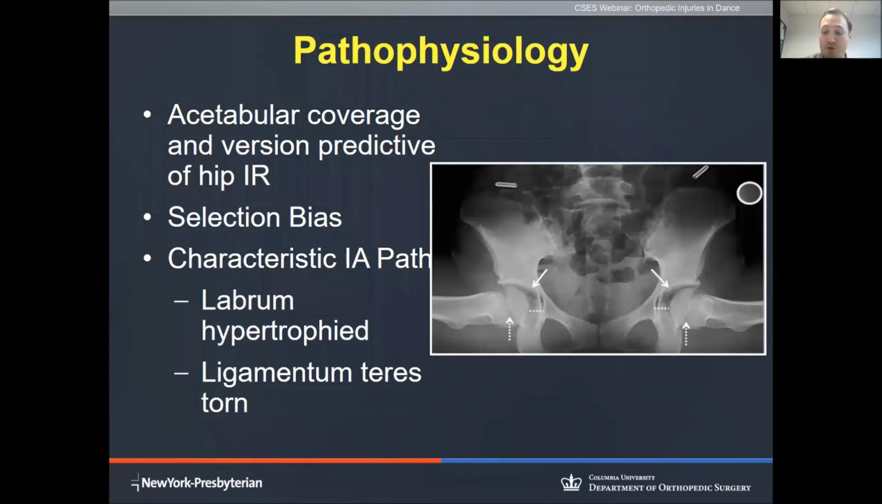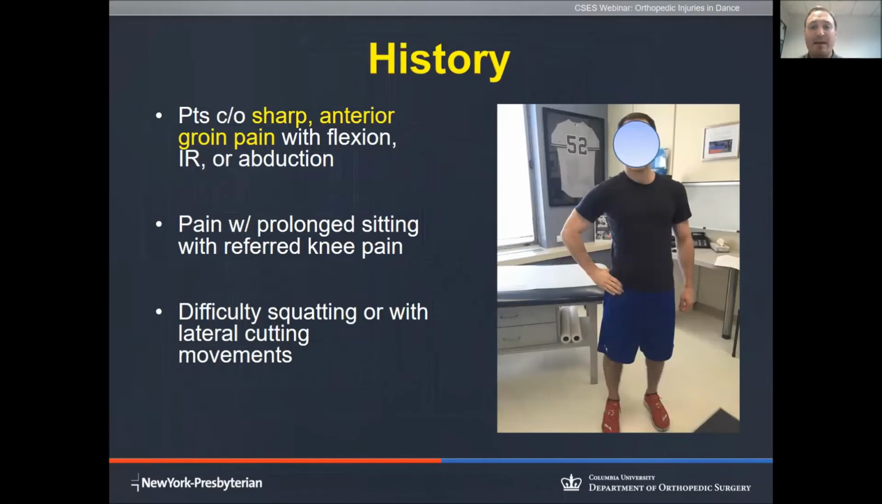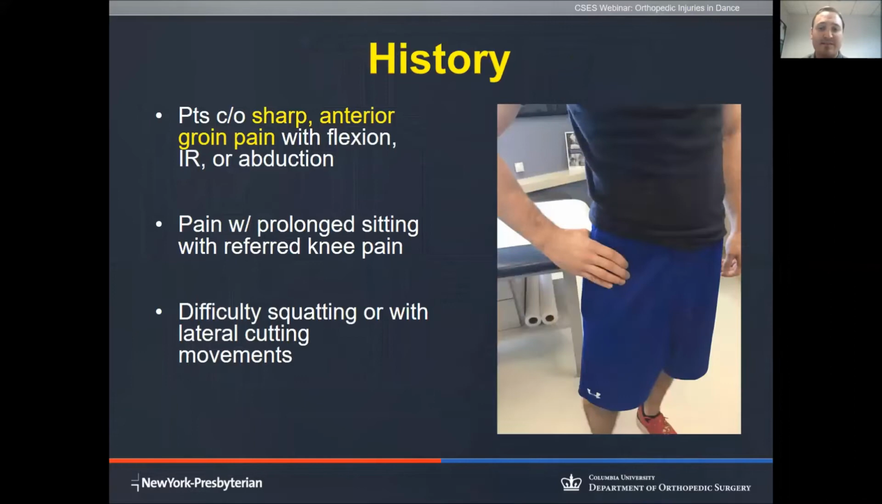So in terms of the history, these athletes will come in with pain about the anterior aspect of their hip. They'll have pain with cutting motions and jumping, but they'll also have pain with activities of daily living, such as putting on socks or shoes, going up and down stairs. They'll also describe pain in a C-shaped distribution in which they'll put their hand around their hip and say that their pain feels like it's deep between their two fingers.